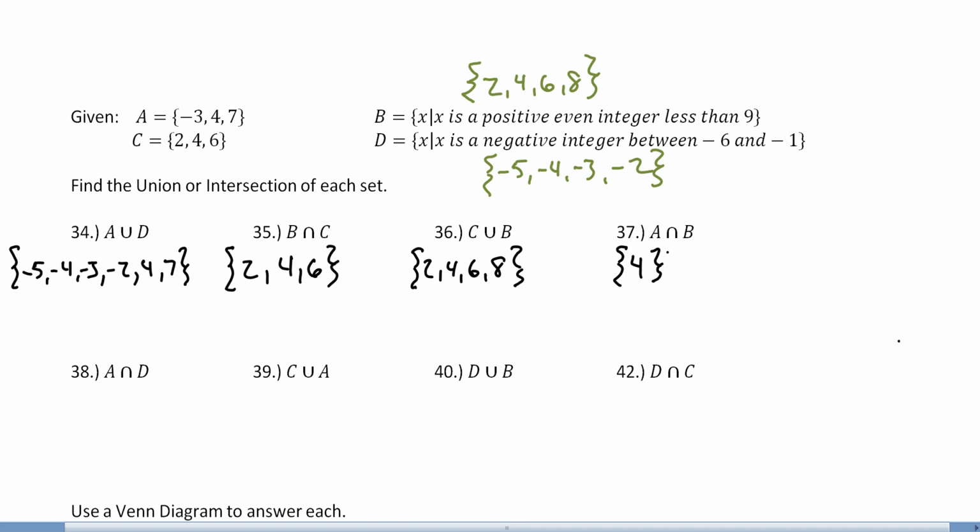The next one, when I look at A and D, this time I'm looking at A and D, it looks like they have a -3 in common, and that's it. I don't see anything else that they have in common, so that's the only thing I list.